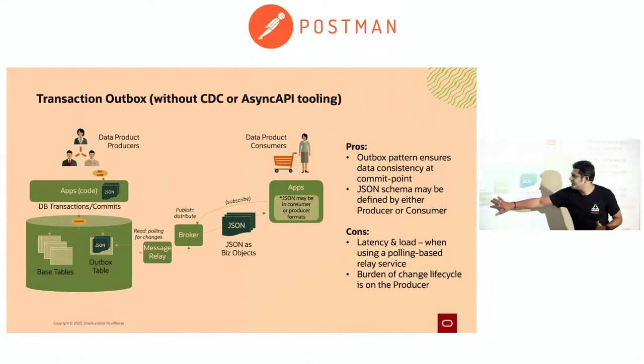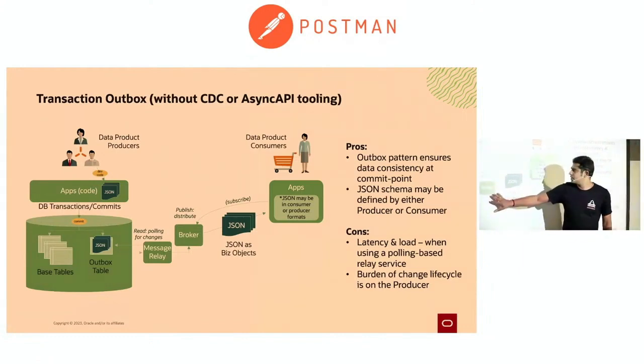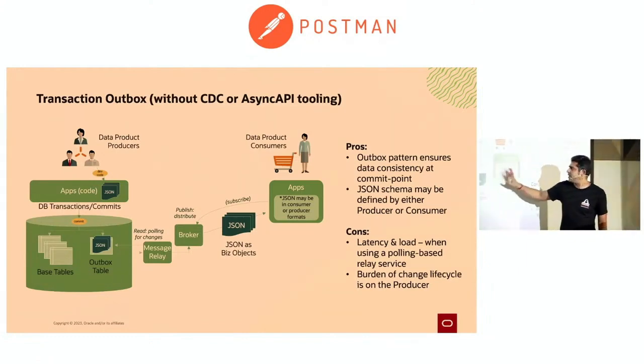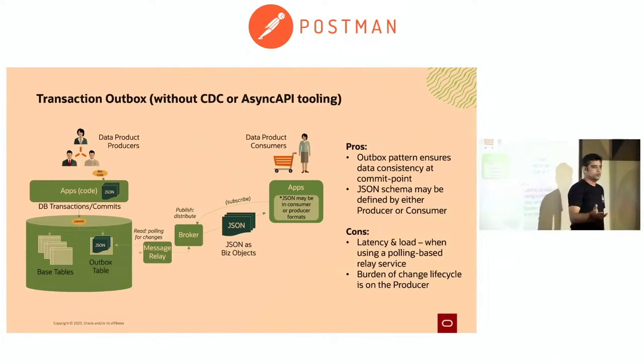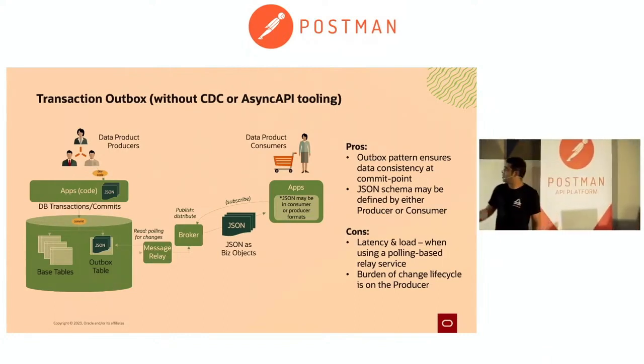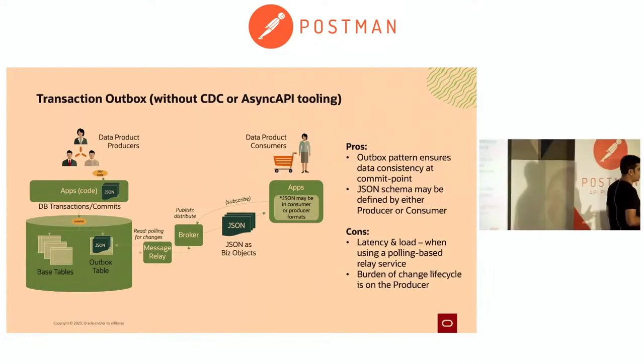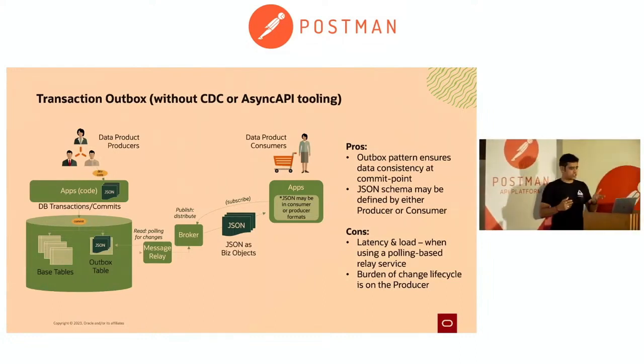And once it pulls the data, obviously it can be Kafka or MQ, that's a broker, and that pushes the data to the target so that the consumers can consume the data. But again, what are the pros of it? Of course, we have the outbox pattern, which ensures the data consistency.